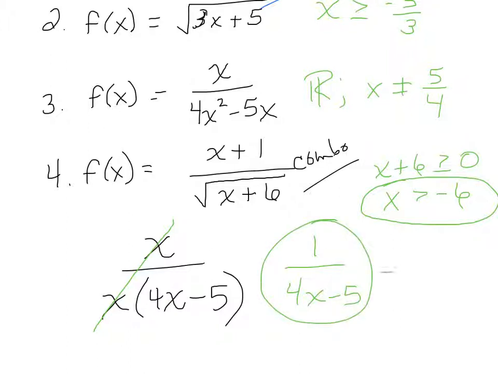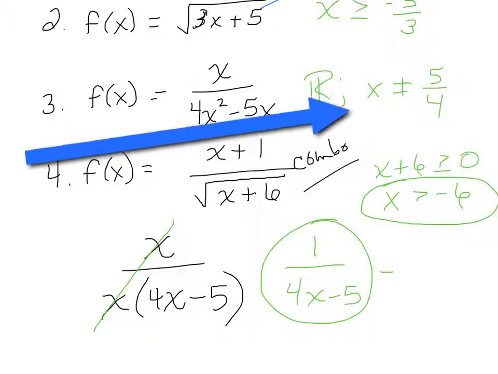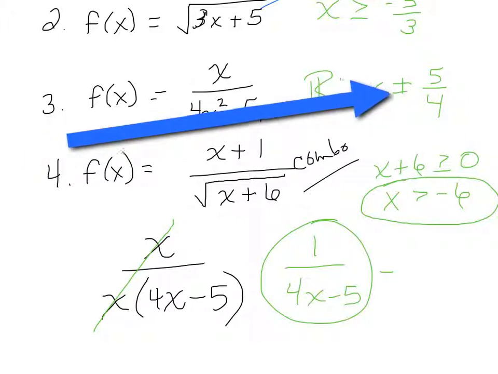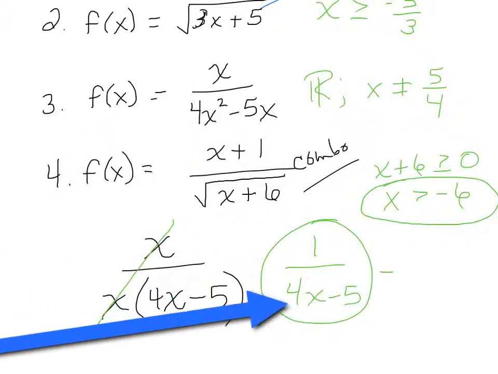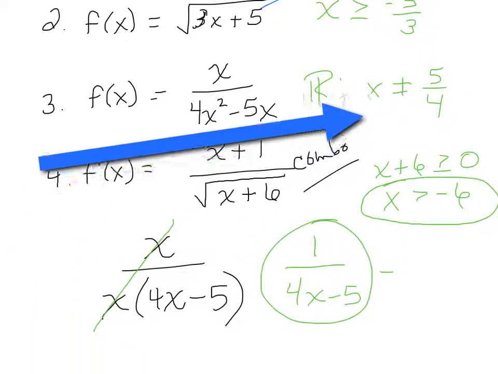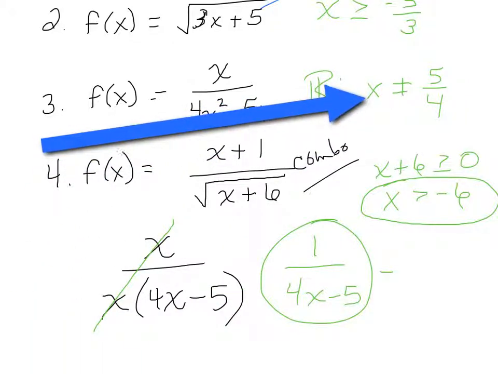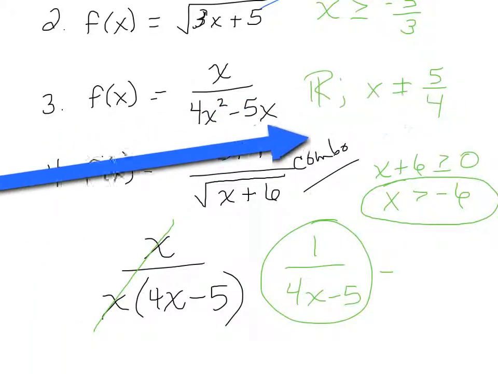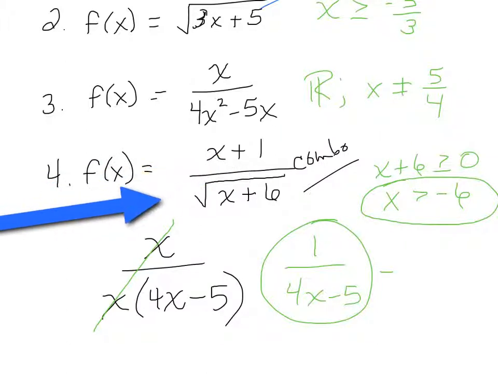And then when you set the denominator greater than or equal to 0, that's how we end up with this right here. X cannot equal 5/4. So you set that, I said greater than or equal to 0, and I apologize. Set that equal to 0. You move the 5 over, and you divide by 4, and you get this right here. X cannot equal 5/4.